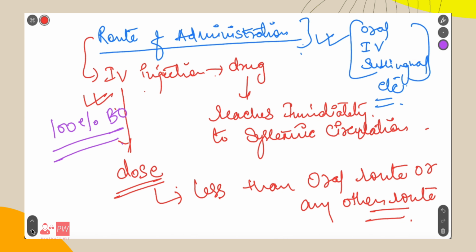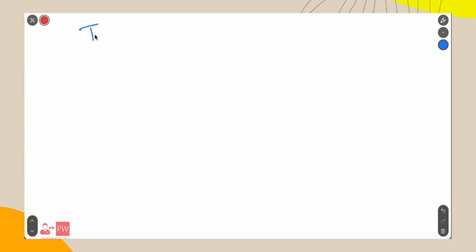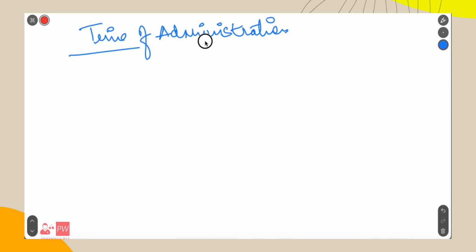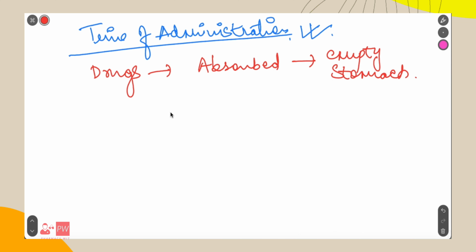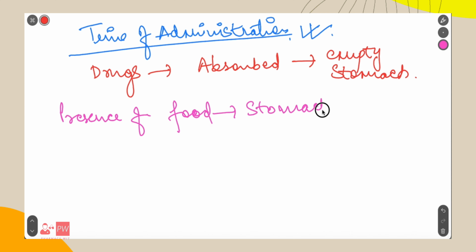Now the next factor is time of administration. Time of administration is also an important factor which influences the dose of a drug, because drugs are most quickly absorbed from an empty stomach. So the presence of food in the stomach will delay the absorption.